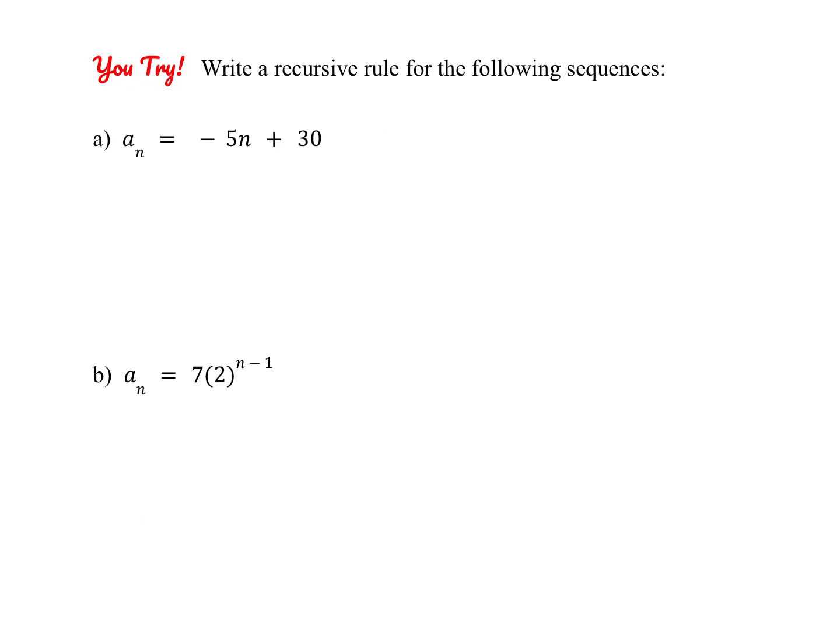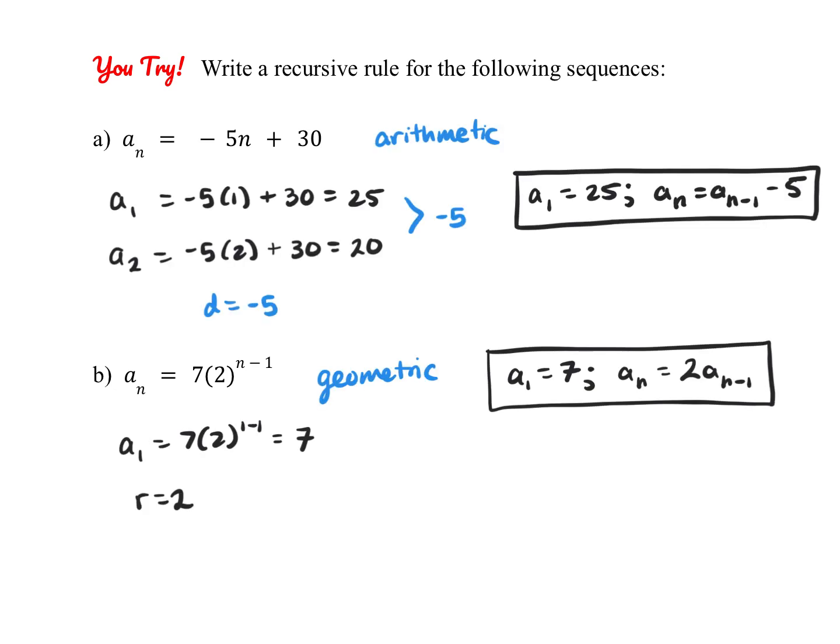All right, here is the last few tries, so please pause the video and give it a try. Okay, check your answers here. This first one is arithmetic. My first term is 25, and my common difference is -5. So you're simply taking the term before and subtracting 5 to find the nth term.